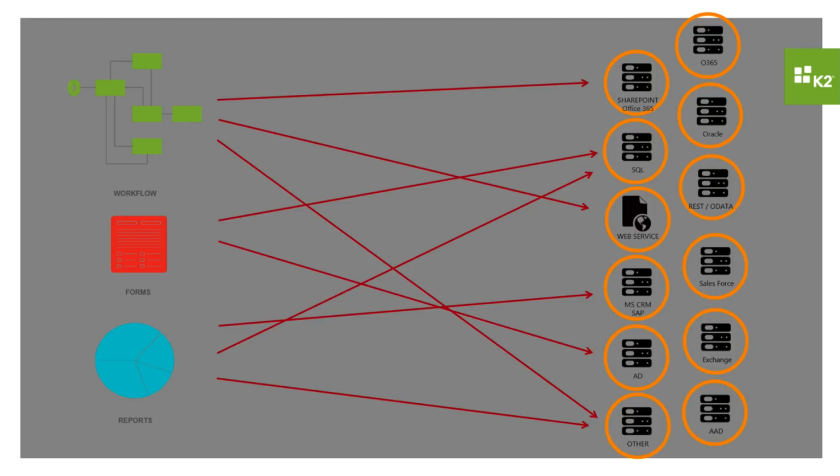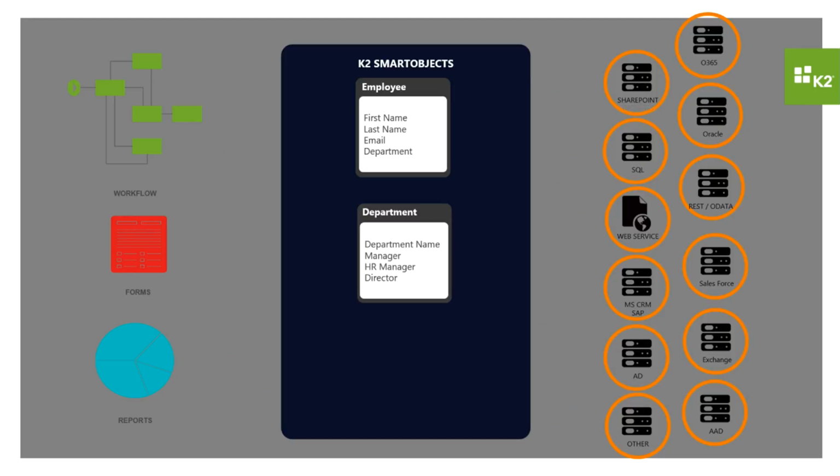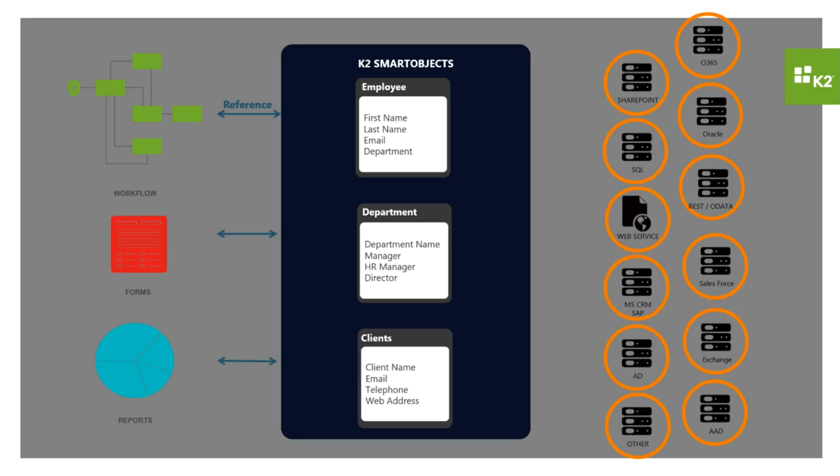So with K2, we have a technology that we fit into the middle here called the K2 Smart Objects. And effectively, what you're able to do is model out smart objects and then build your workflows, your forms, your processes against these smart objects. And behind the objects, you can connect them up to the various different backend systems. You can actually start building without connecting.